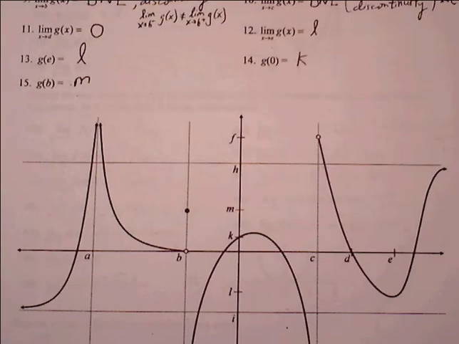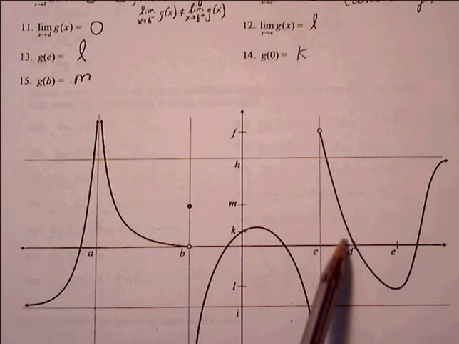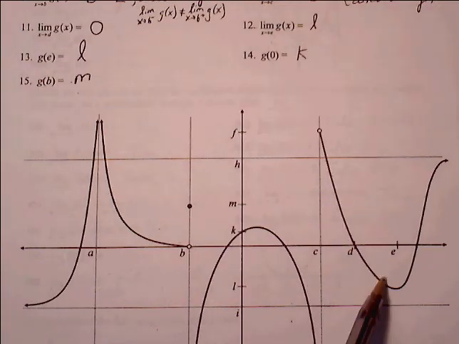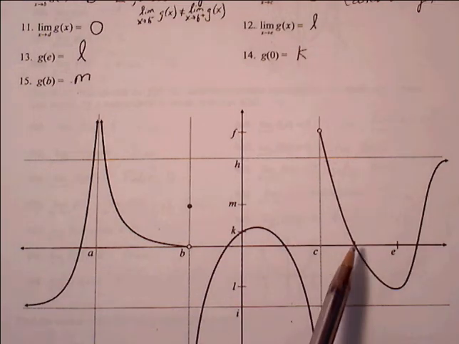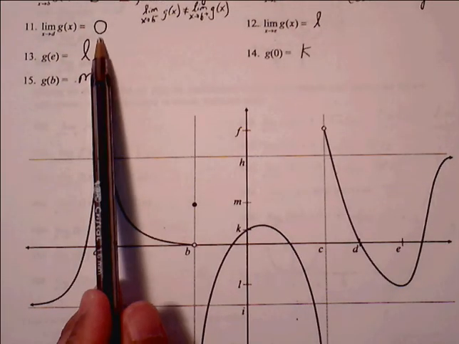Okay. Number 11, x approaches D. As we approach D, we see that the graph is going through the y value. So the function is continuous. If the function is continuous, the limit will exist where the ordered pair exists. So the limit is equal to 0.